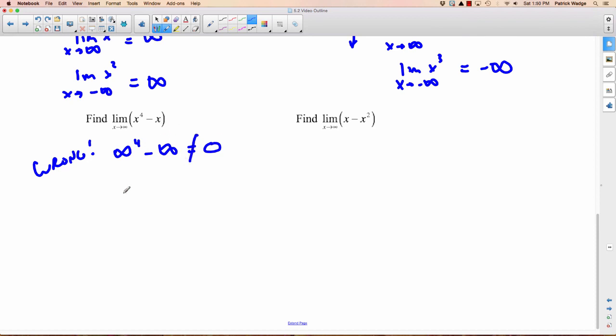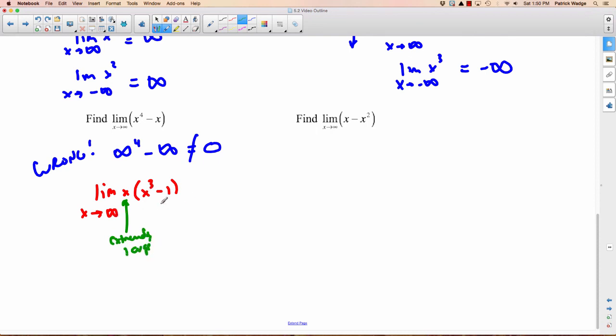So what you have to do here is factor. I'll do it in red for happy correct answer. We're going to factor out an x, and what you're left with is x cubed minus 1. And this is as x approaches infinity. So if we then think of this, as x approaches infinity, x is going to be extremely large. Right? We're approaching infinity, extremely large.